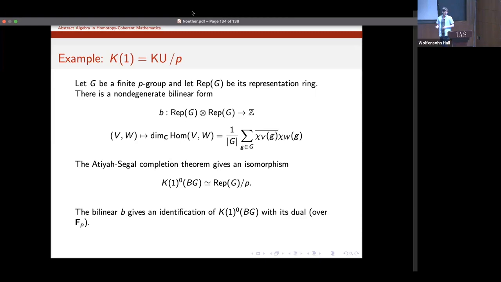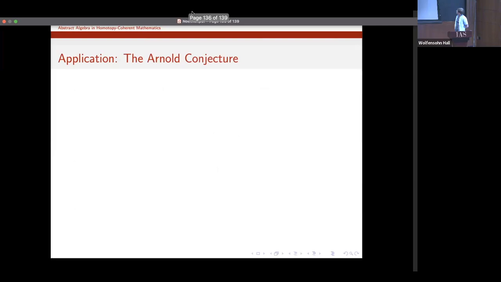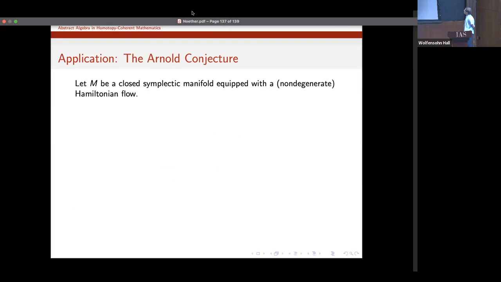Okay, so let me just close by mentioning a recent application of these ideas in a fairly unexpected place. So let's say M is a closed symplectic manifold, which is equipped with a non-degenerate Hamiltonian flow.